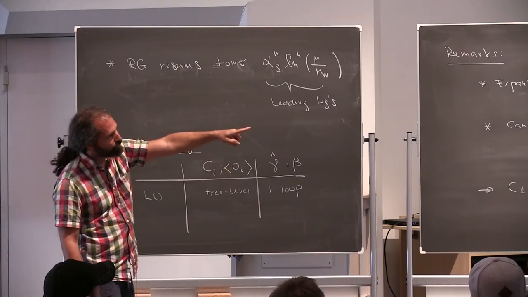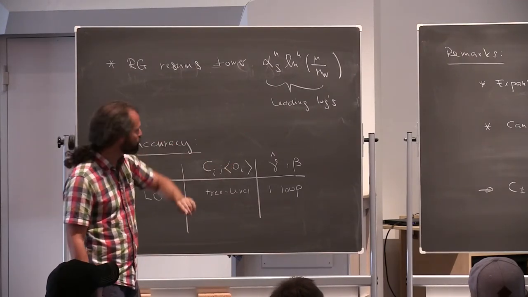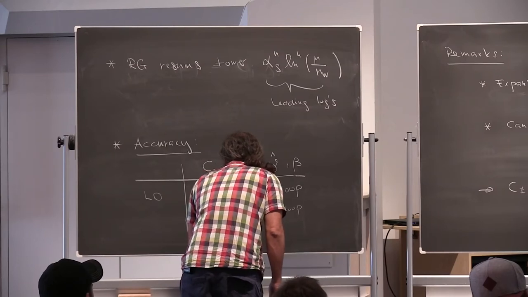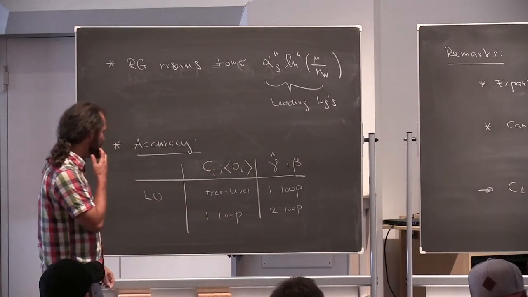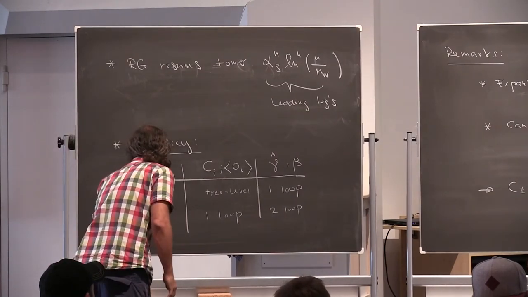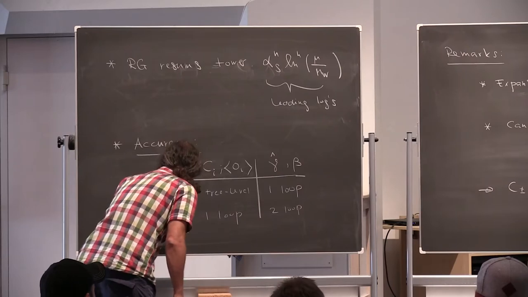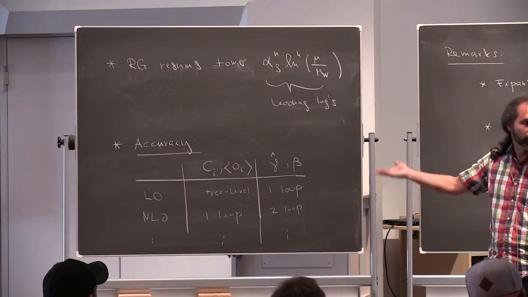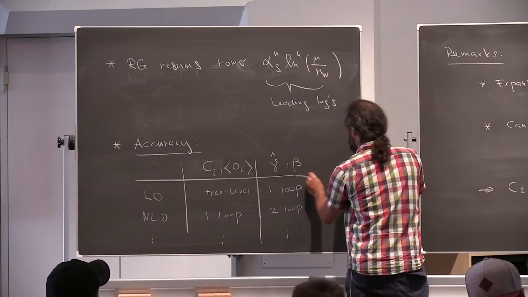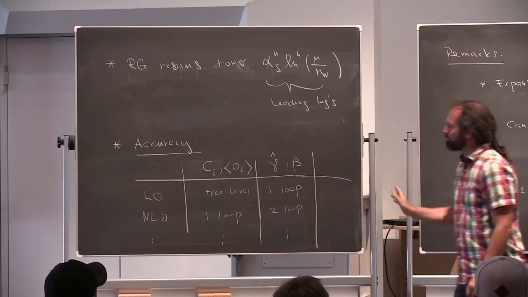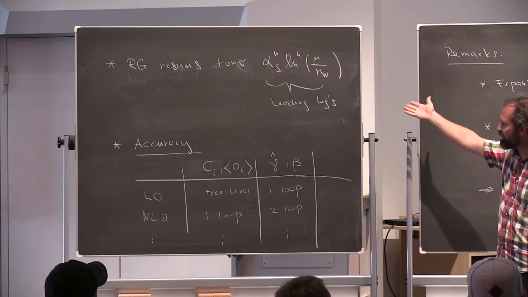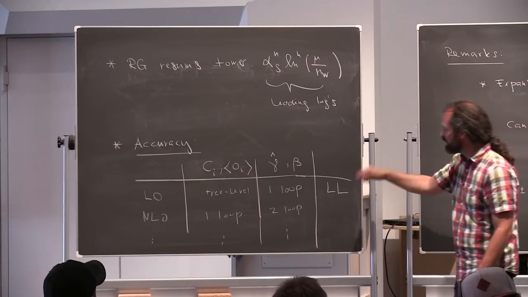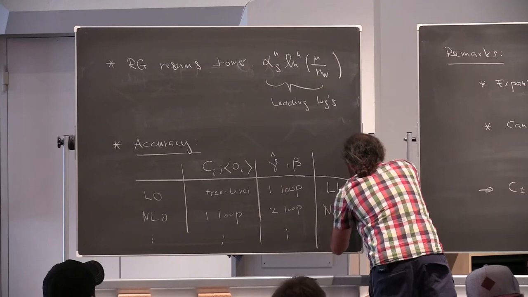If you want to compute the one loop corrections, or the alpha s corrections to the evolution, then you will need two loop anomalous dimensions, and you will need one loop matrix elements and one loop Wilson coefficients. So this is NLO, and this continues like this. So the basic message is that you need these anomalous dimensions always one order higher than the Wilson coefficients and matrix elements. Now this involves the resummation of these leading logs, so the leading order is sometimes also called leading log resummation, and the next to leading order is then called next to leading log resummation, etc.